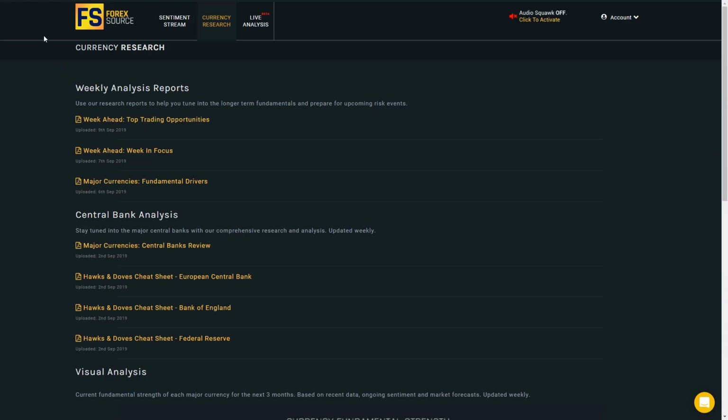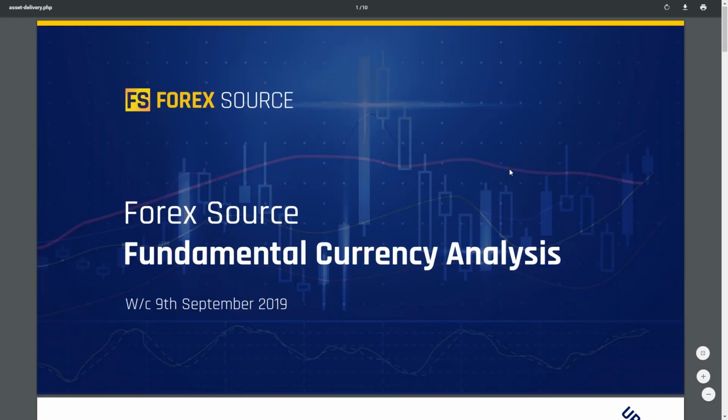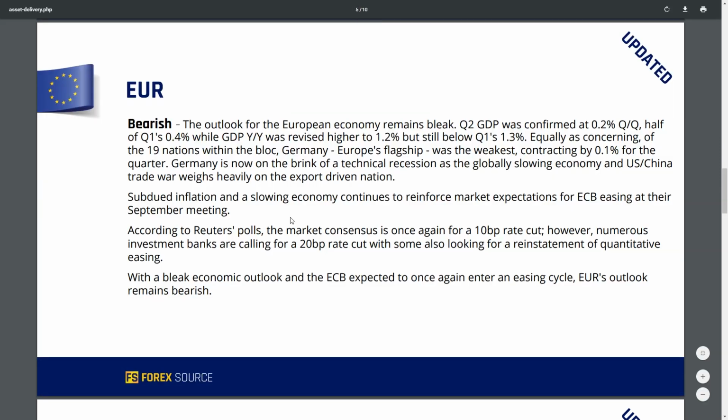In the Forex Source terminal, we can go to the currency research tab. In this section, we have a report called the fundamental drivers report. Let's quickly open up that report. This report basically gives you the rundown of all the current baseline expectations or context for each of the major currencies, as well as the current bias that we have for it. So let's quickly jump to the euro and take a look.